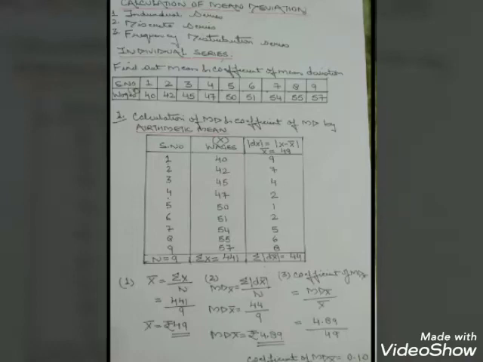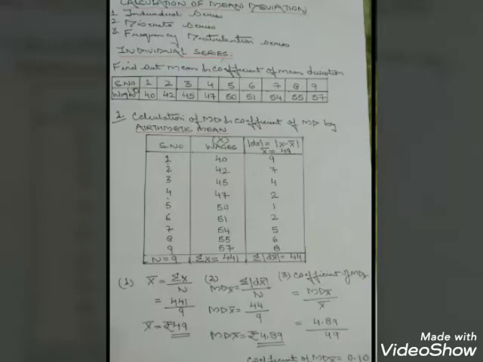Next, x is 42. So 42 minus 49, you get 7. Next, 45 minus 49, you get 4. Then again, 47 minus 49, you get 2. 50 minus 49, you get 1. 51 minus 49, you get 2. 54 minus 49, you get 5. Then 55 minus 49, you get 6. And 57 minus 49, you get 8, children. Now you are going to add all the deviations together. So sigma dx arithmetic mean comes to 44.